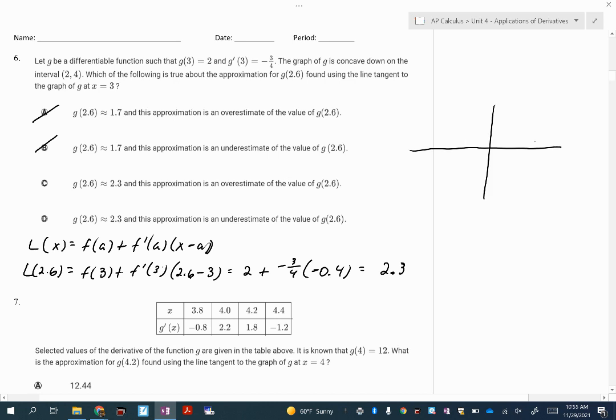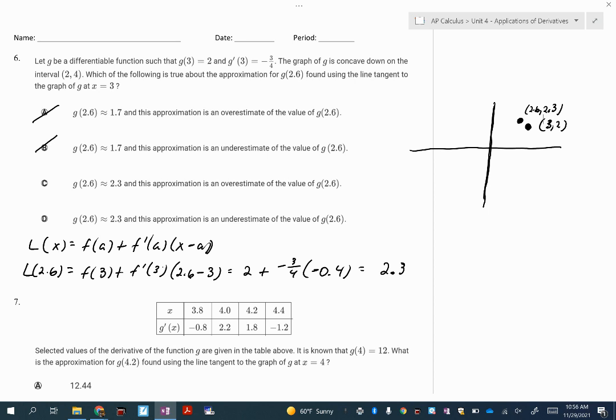So first thing I do is I draw a sketch. They're telling us g of 3 is 2, so I'm going to go over 3 units and up 2 units. There's 3, 2. And we're approximating that g of 2.6 is 2.3. So g of 2.6 is 2.3, so something like that. You don't have to label it. Now they're telling us that this is concave down. The graph is concave down for this.